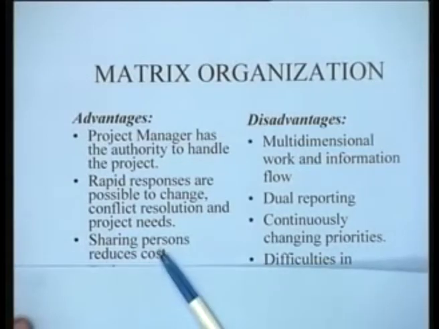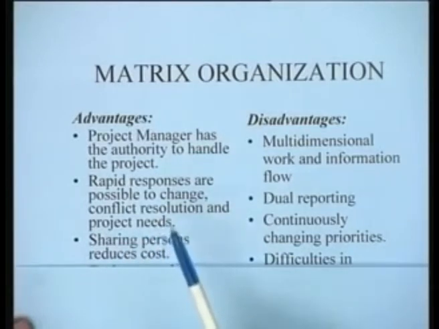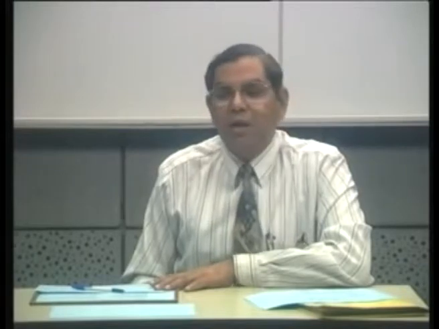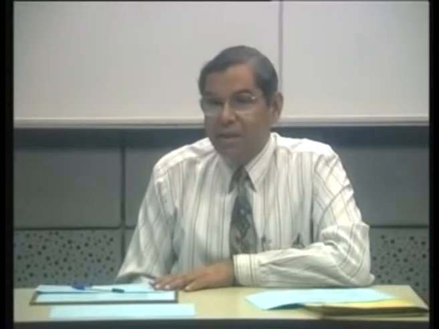Sharing persons reduces the costs because it is possible to share a person, which means a particular person in a functional organization could be a member of more than 2 project teams, right. See for instance, if you take a large organization like Engineers India Limited, which is handling maybe hundreds of projects at the same time, one particular individual could be participating at the same time in more than one project, right, and this kind of flexibility is permitted in the matrix organizational structure.